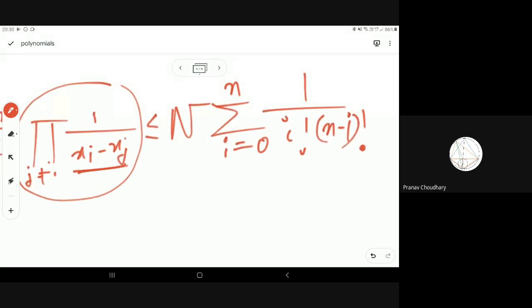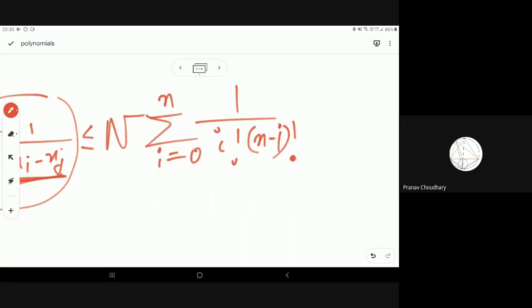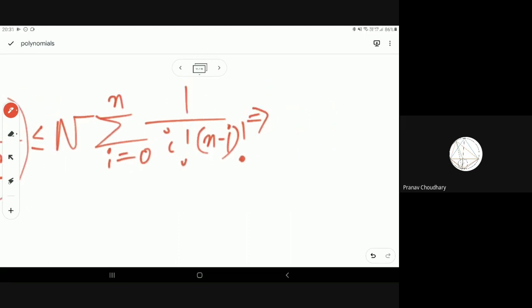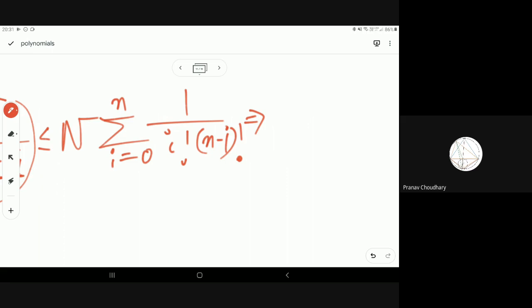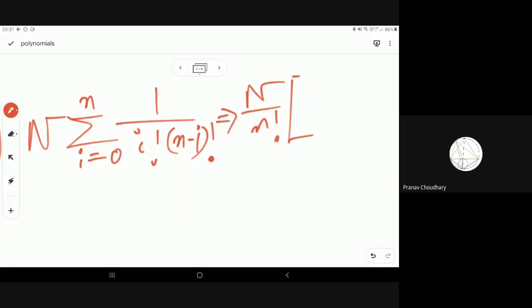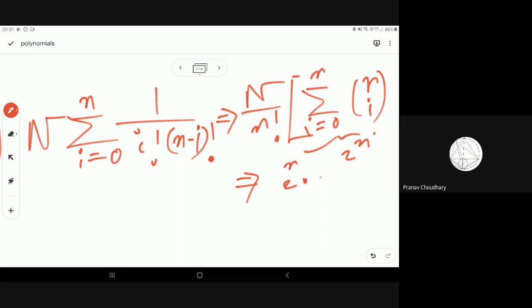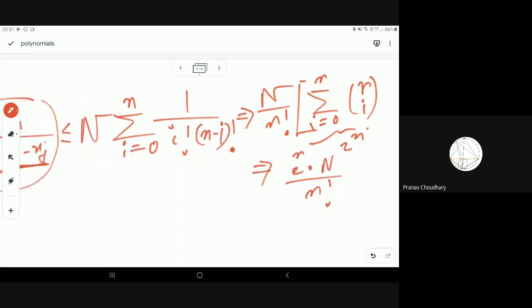Did you get this part? I'm saying that you can minimize this value, you can use the lower bound most accurately when xi is equal to i, right? So this gives you a bound. Now suppose you write it as n by n factorial, and it becomes basically summation i equals 0 to n nCi, right? So this becomes 2 to the n, so it becomes 2 to the n into n by n factorial, right?